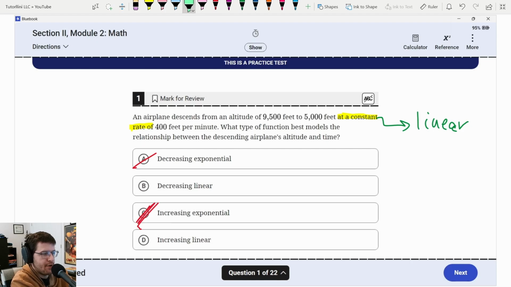And I know it must be decreasing because it says descends. If you didn't know what that word descend means, you can look at these numbers, 9,500 to 5,000. It's getting smaller, right? It's decreasing. So that tells us it's decreasing. So we're going to go with decreasing linear, which is choice B.